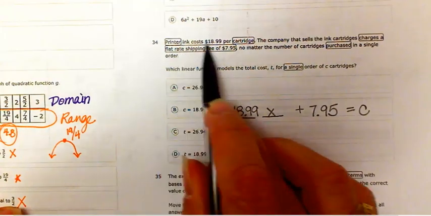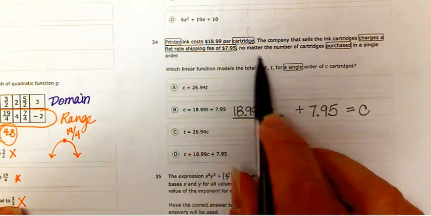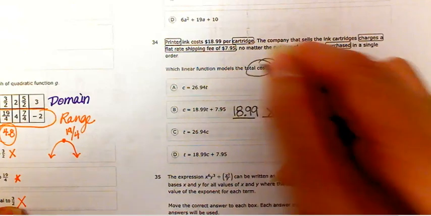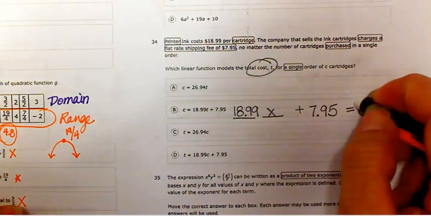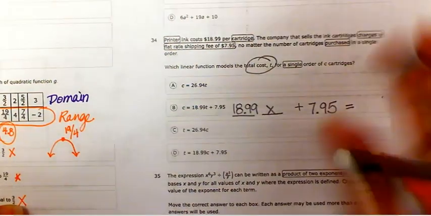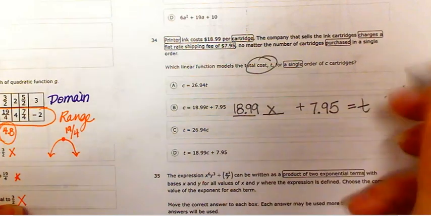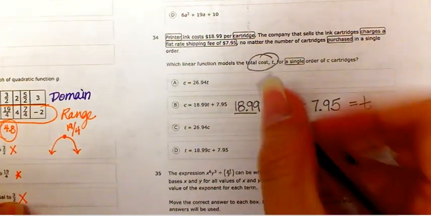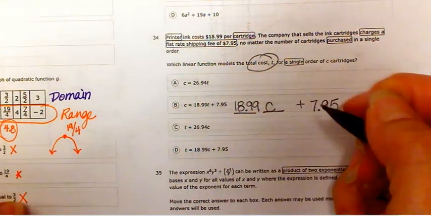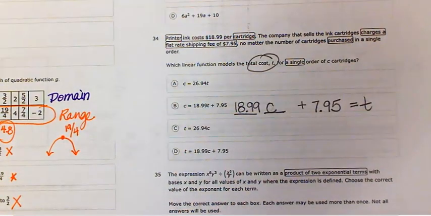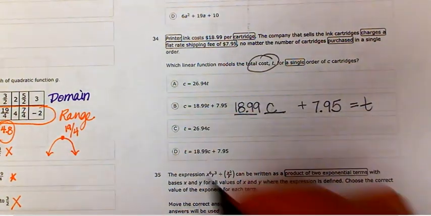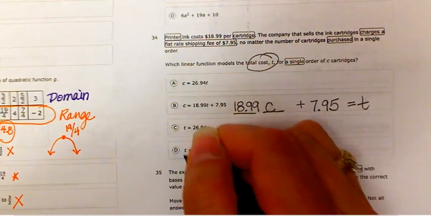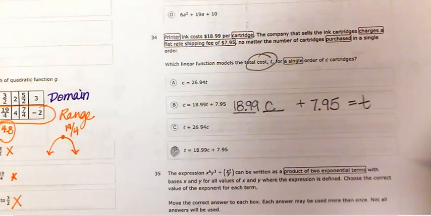Let's see. Total cost, they're using a T. So they're going to put a T right here. And I guess they're going to use C for the cost per cartridge. Okay. So $18.99 per cartridge plus $7.95 shipping is your total cost. And that is going to be D.